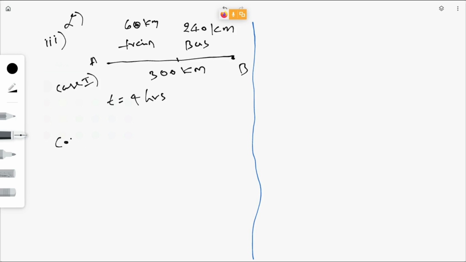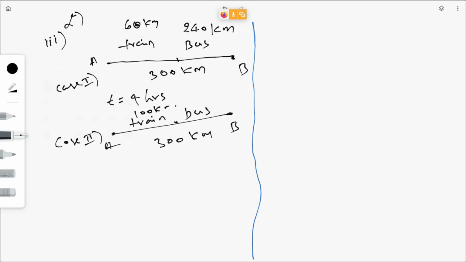So what is case 2? Again same A and B. The distance will be the same, 300 kilometers. Again she will take the train for a certain distance, and then for the remaining distance she will take the bus. In this case she travels the first 100 km by train and then the remaining 200 km by bus, total 300 kilometers.